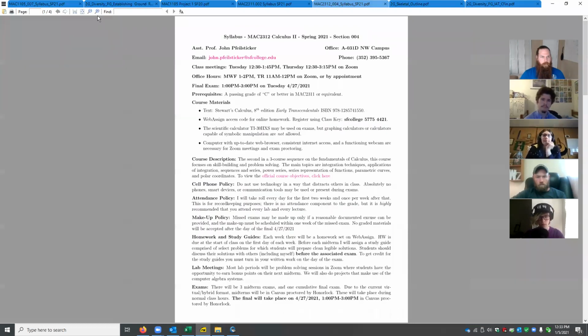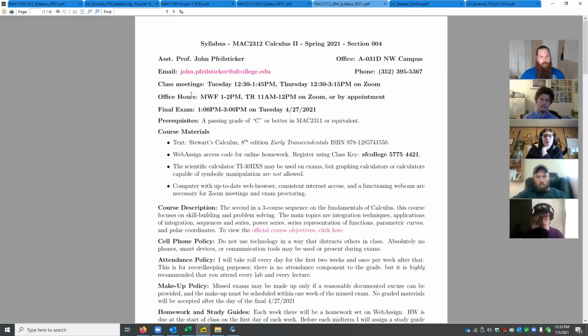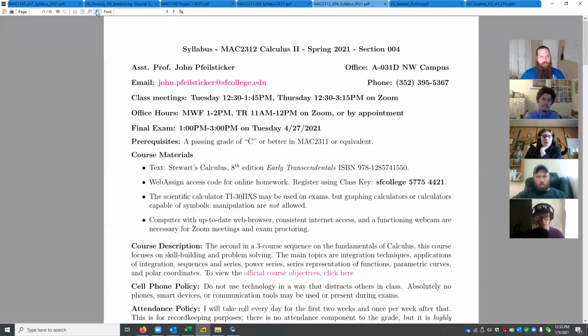I'm going to run through the fine points of the syllabus, but we're not going to do everything in super duper detail because time is valuable. So this is my name, last name pronounced File Sticker. Don't stress if you mispronounce it. My office is A031D on the main campus, but you won't find me there if you go looking for me because we're doing everything remotely still.